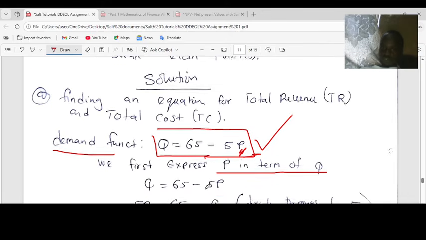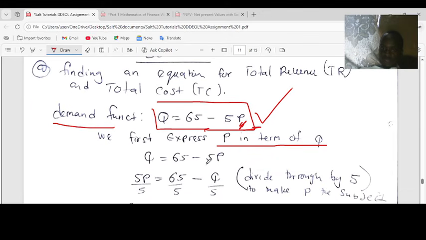So if we make P the subject here, what is going to happen? Negative 5P can go to the other side, becomes positive 5P. 65 goes this side, becomes 65 minus Q. We delete the 5 by dividing all the sides by 5. So we divide by 5, divide by 5, divide by 5. The 5 and 5 will go, and I remain with P. 65 divided by 5, I remain with 13. There is a 1 here. 1 divided by 5, the answer is 0.2Q. So the price expression is this.